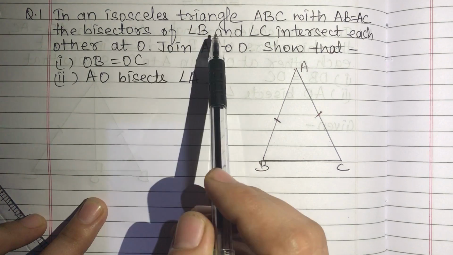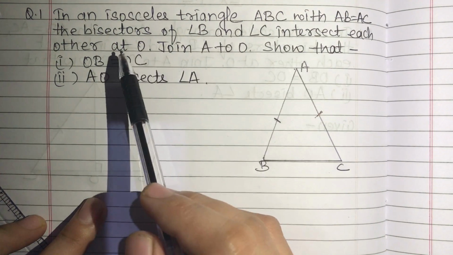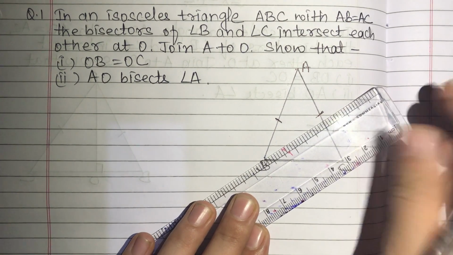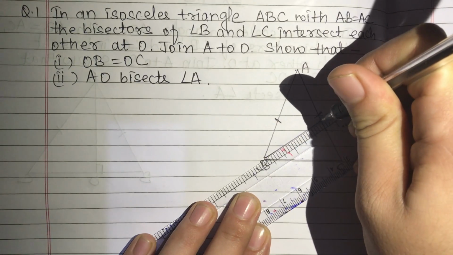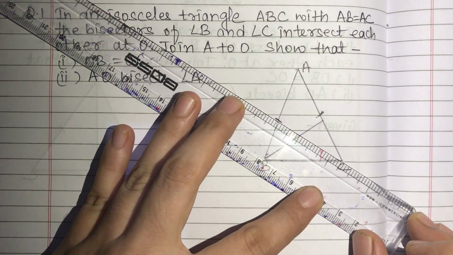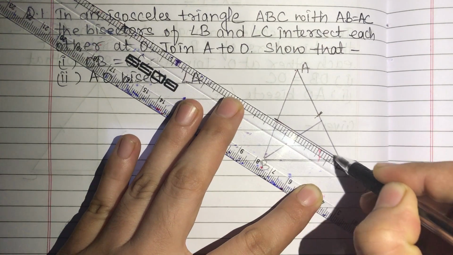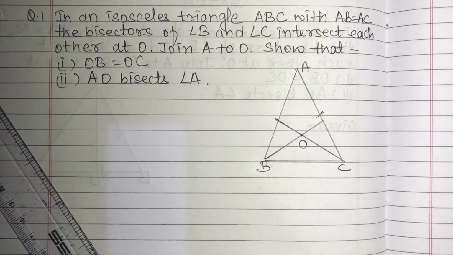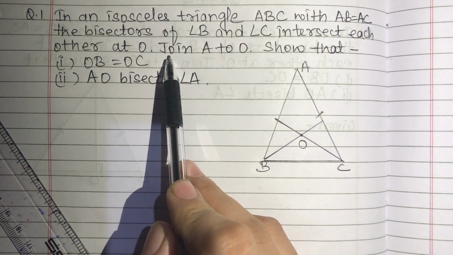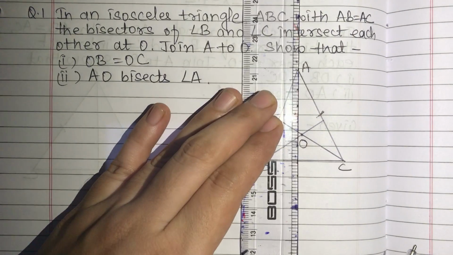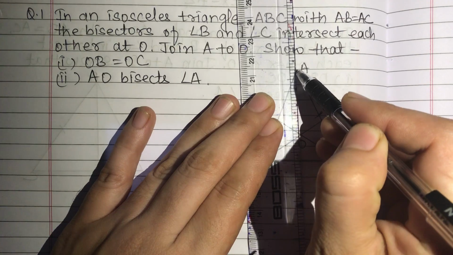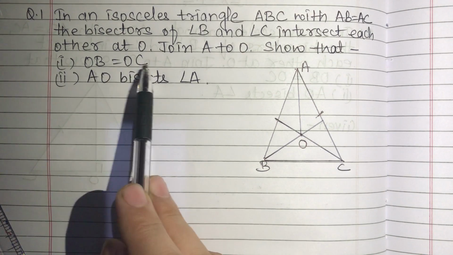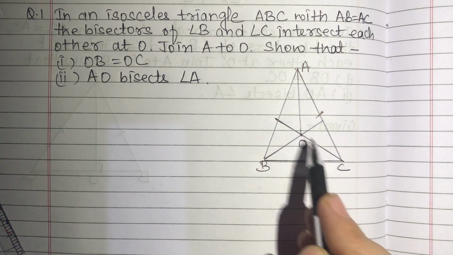Now the bisectors of angle B and angle C are intersecting each other at O. So now I am going to make the bisector of angle B and angle C. Suppose this is the bisector of angle B, and this is the bisector of angle C. These two bisectors intersect each other at point O. After that, join A to O. So after joining, I got this figure. Now we have to show that OB equals OC.